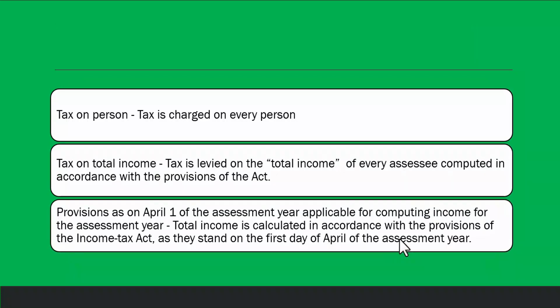Tax on person. Tax is charged on every person. Tax on total income. Tax is levied on the total income of every assessee computed in accordance with the provisions of the Act. Provisions as on April 1st of the assessment year are applicable for computing income for the assessment year. Total income is calculated in accordance with the provisions of the Income Tax Act as they stand on the first day of April of the assessment year. Okay, so that means whatever law stands on the first day of April is the law on which the tax will be collected from the assessee.